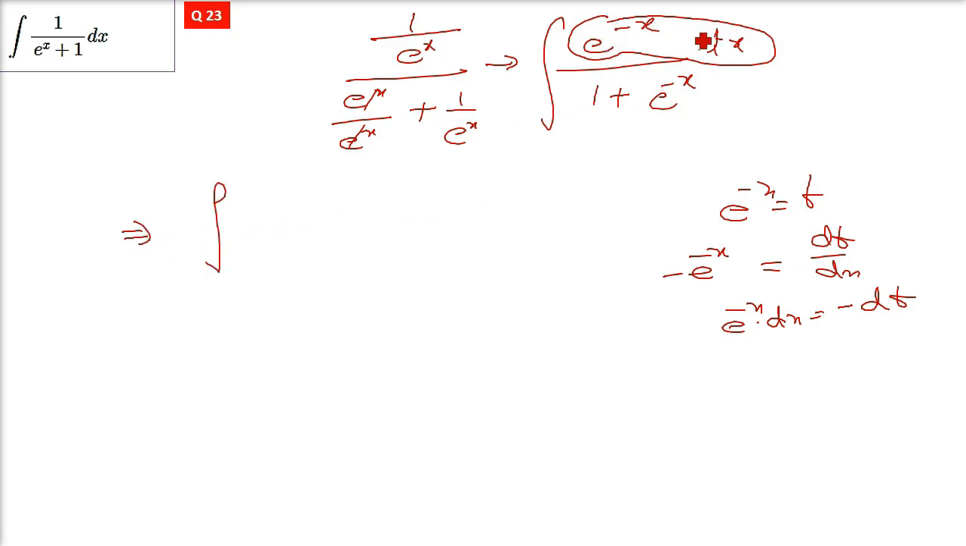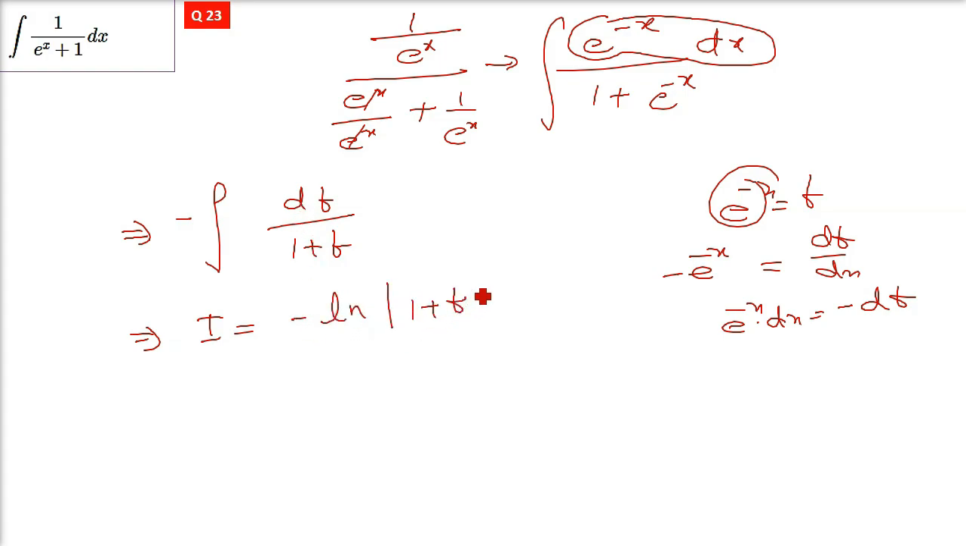So e raised minus x into dx is negative dt, so the negative comes here, dt, and 1 plus e raised minus x goes in the denominator, 1 plus t. This we have already seen in the previous question also, that it's a simple integration result. I is equal to, let's write the result, it's just ln, that is log base e. Negative was outside already. 1 plus t, this goes up, and it is contained inside the modulus sign, plus constant of integration. One more thing is remaining, which is t.